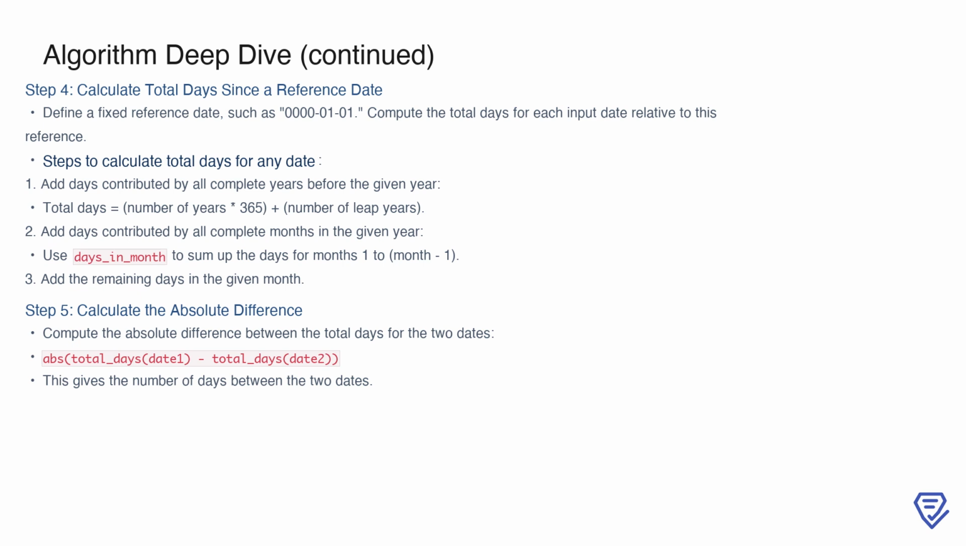Summing the days for months 1 through month minus 1 using the days_in_month function. Finally, we add the remaining days within the current month. By summing these three components, we can determine the total number of days elapsed since the reference date for any given input date. Once we have the total days for both dates, the absolute difference between them gives us the number of days between the two dates.